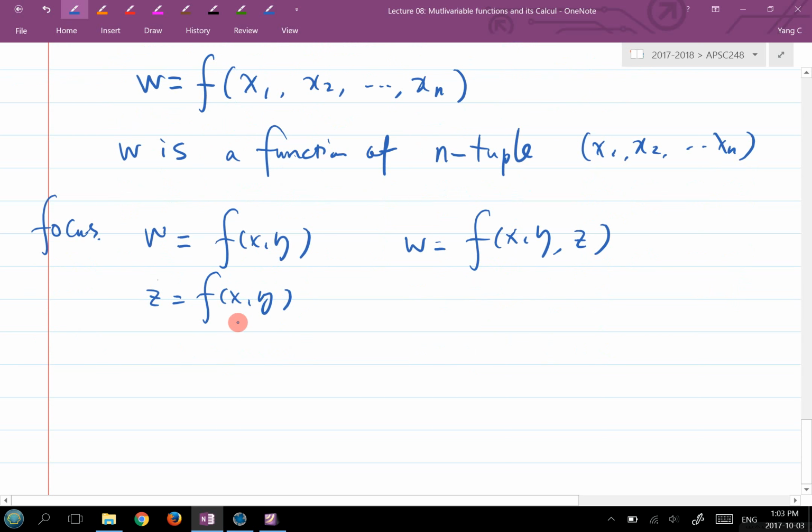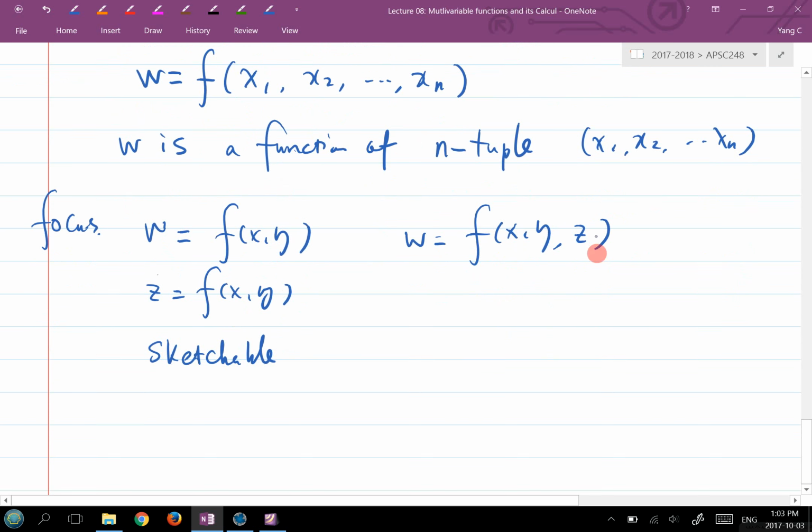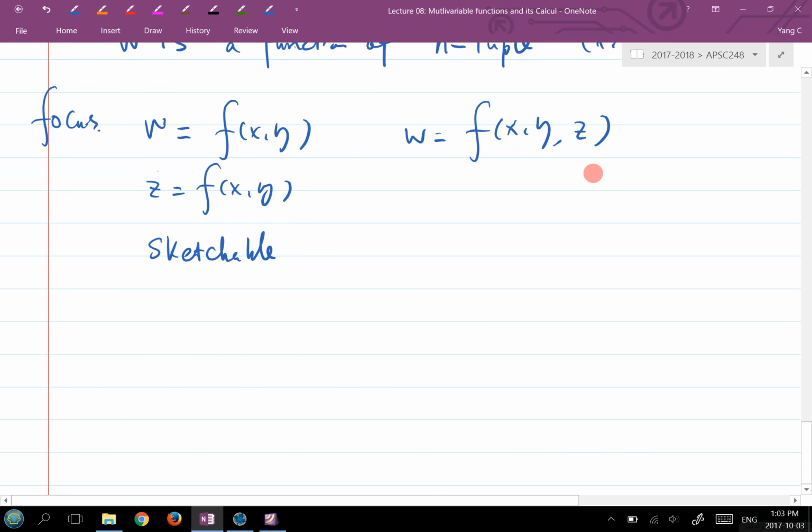Okay, so this is just sketchable. So you can sketch this. But in terms of a function of three variables, you can't. Basically, you can generate a graph for a function of three variables, but we have a different way to visualize functions of three variables. I'll cover that shortly. So first of all, let's take a look at some graphical examples for functions of two variables.